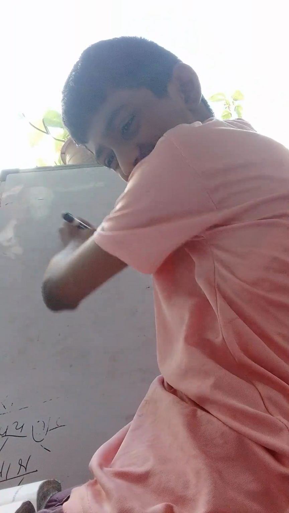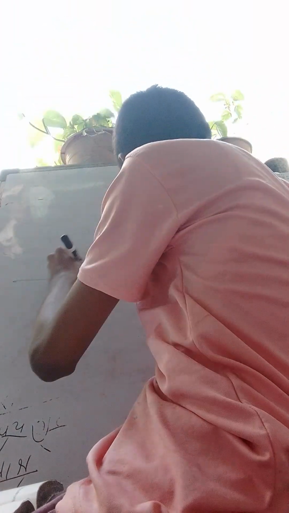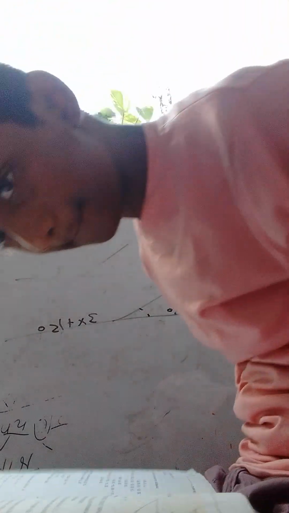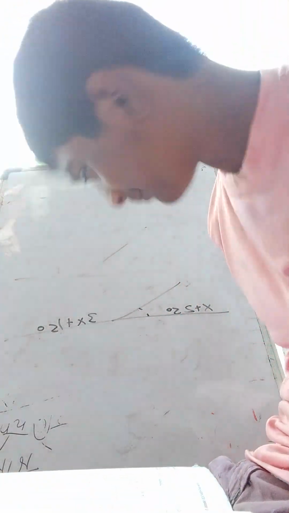I'm going to be solving this sum 3. So I'm going to be drawing the diagram, don't worry. So, x, okay. X plus 25 degrees. 3x plus 15 degrees. Now I'm going to be teaching y'all how to solve this sum.